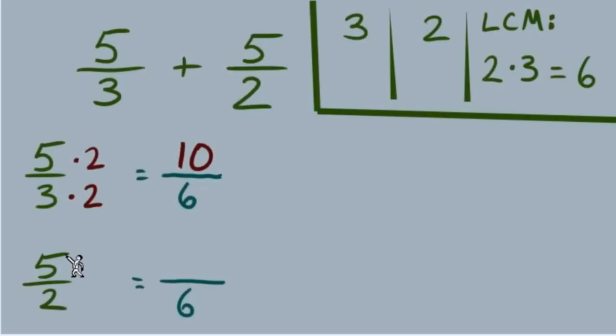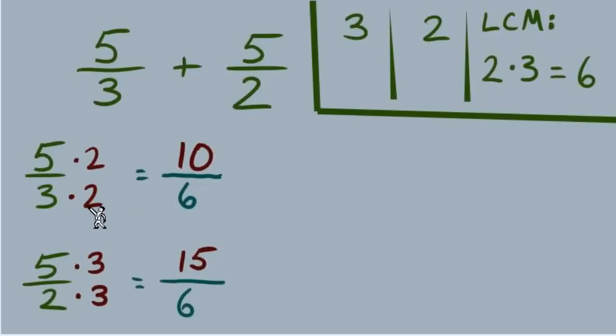So we have to do the same sort of approach with 5/2, but this time, what is it that we need to do times 2 to get up to 6? Well, we need to do times 3. And if we do it on the bottom, we must do it on the top. Now, let's knock out that 5 times 3, 15.